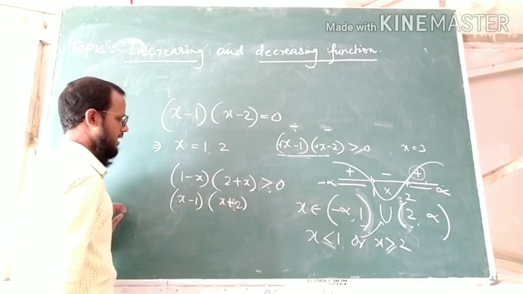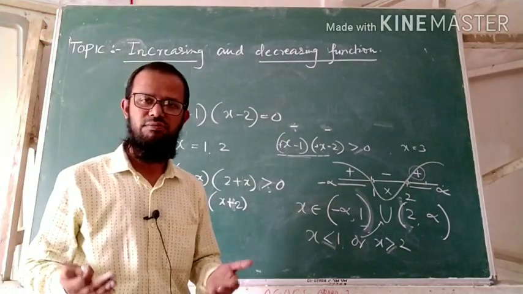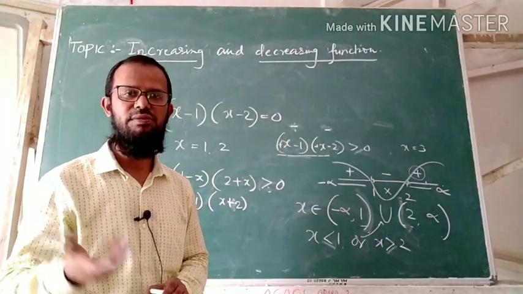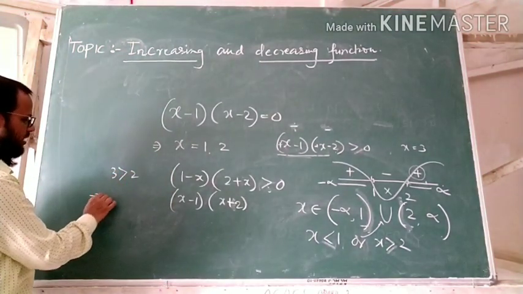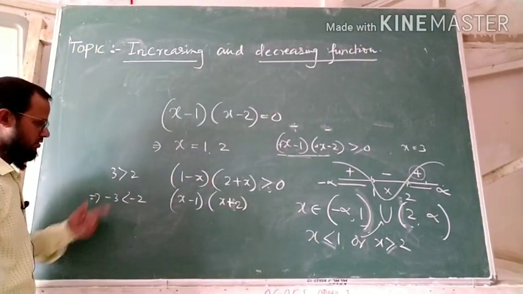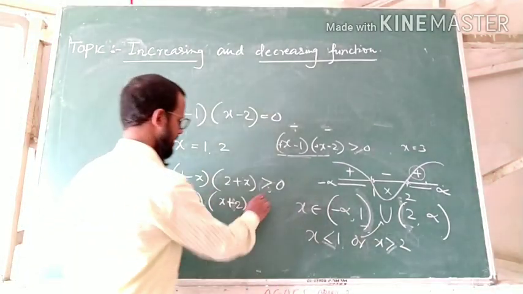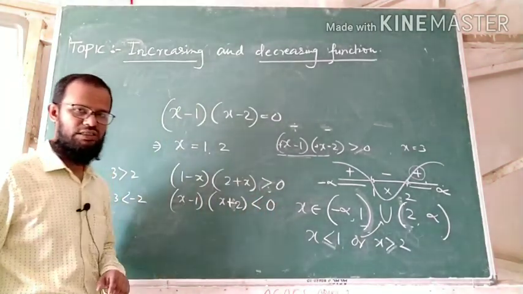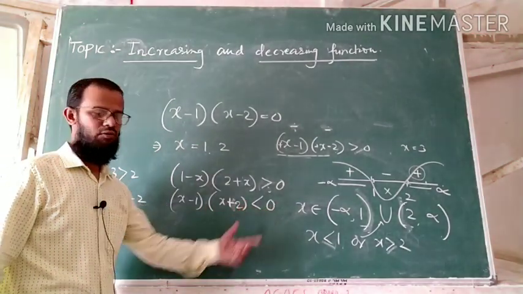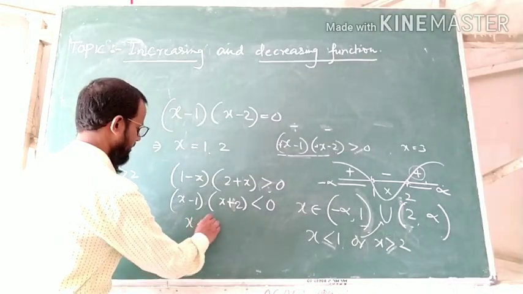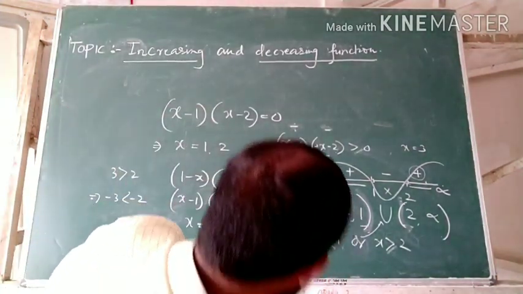And since I am multiplying an inequation, we know that if you multiply an inequation by a negative sign, the sign will be changed. For example, 3 is greater than 2, if you multiply by minus 1, what happens? Minus 3 is less than minus 2. So the sign will be changed. Similarly here, multiplying by minus 1 means the sign is changed. Now if you make it equal to 0, what are the critical points? Critical points are 1 and minus 2.